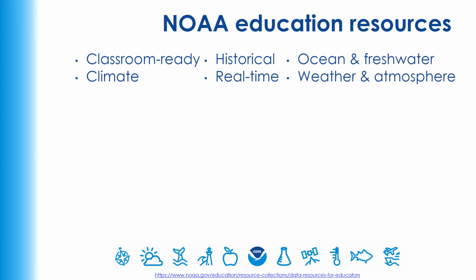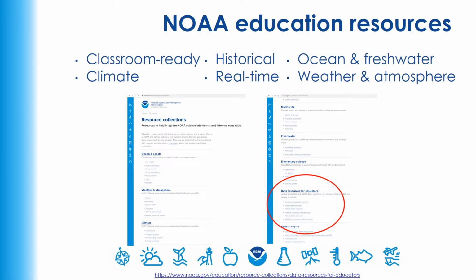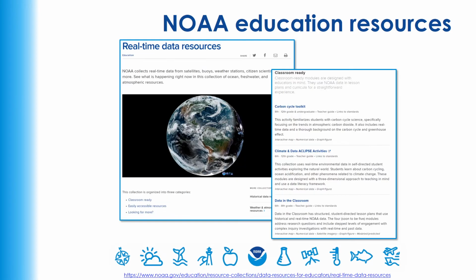NOAA Education has a website where you can find most of these resources all in one place, and you can do that by going to noaa.gov/education, clicking on Resource Collections, and then all the way at the bottom, we have a section called Data Resources for Educators. The data resource collections look like this. They're organized by the categories Classroom Ready, Easily Accessible Resources, and Looking for More.